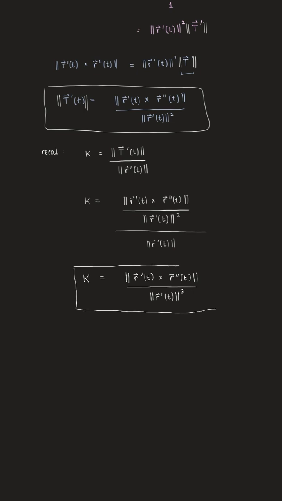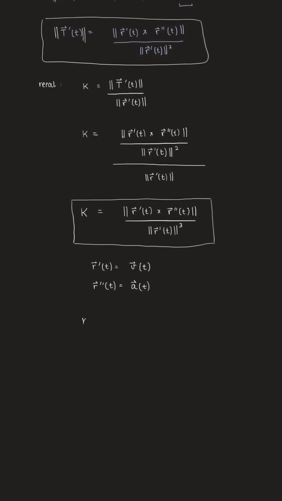Again, I mentioned earlier that this formula is really useful when r of t is a polynomial vector function. Also note that this can also be written as follows. Since r prime of t represents the velocity vector of the vector function, and r double prime of t is the acceleration vector, instead of writing r prime and r double prime above, we can write the magnitude of the velocity vector crossed with the acceleration vector, divided by the magnitude of velocity cubed. And now we have the alternative definition of curvature.